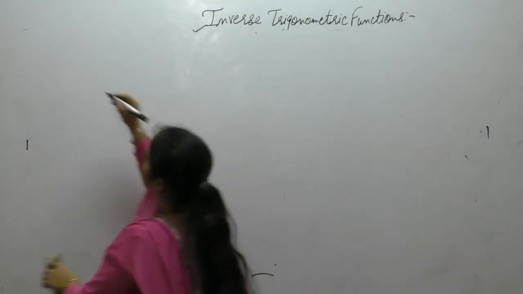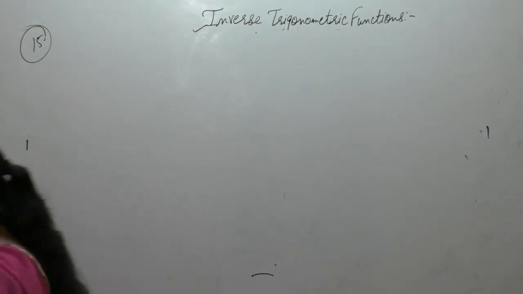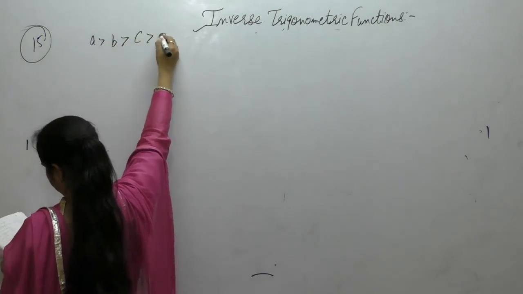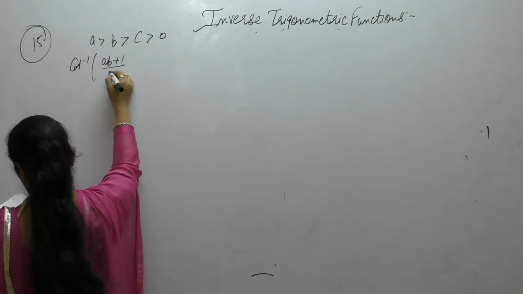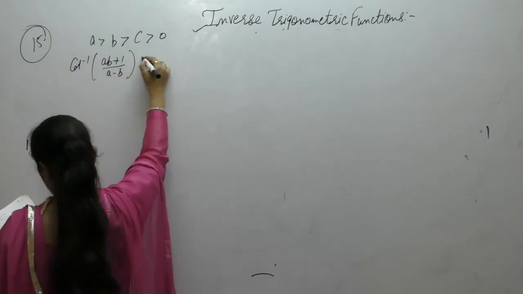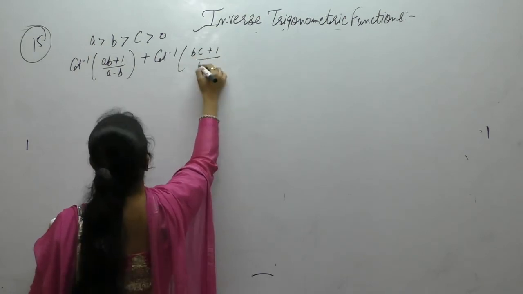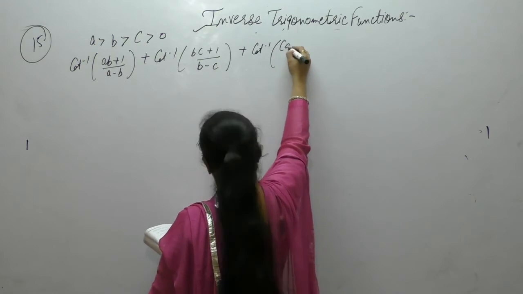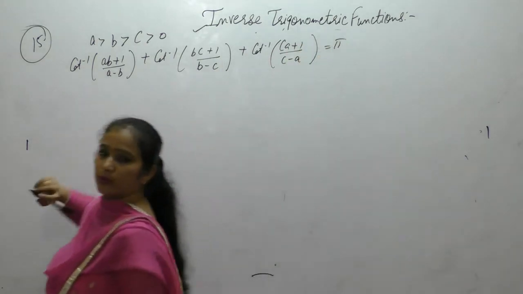Next is, if A is greater than B, greater than C, greater than 0, prove that cot inverse of AB plus 1 upon A minus B plus cot inverse of BC plus 1 upon B minus C plus cot inverse of CA plus 1 upon C minus A is equal to pi.